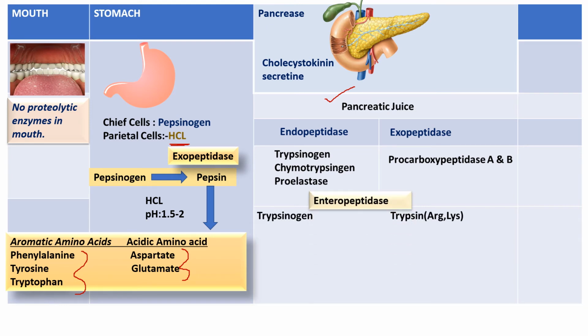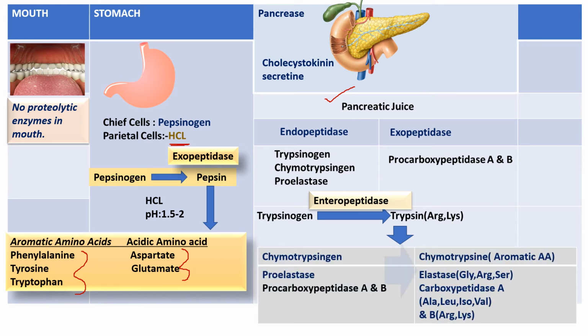Now here you can see that trypsinogen gets converted into trypsin by the action of enteropeptidase. Once the trypsin is formed, it activates itself, that is, trypsinogen gets converted into trypsin by activation by trypsin itself. So this trypsin is again responsible for conversion of chymotrypsinogen to chymotrypsin, proelastase to elastase, and procarboxypeptidase A and B to carboxypeptidase A and B.